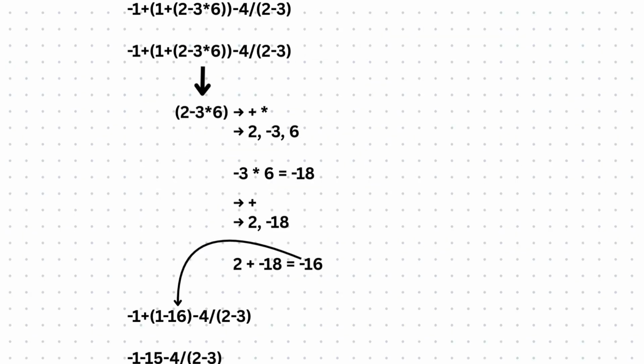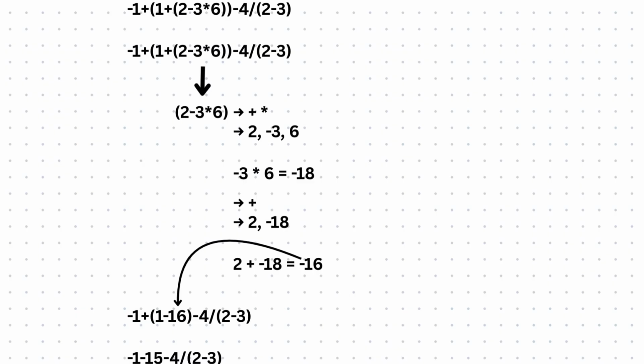Because it has plus and multiplication sign, we need to implement the multiplication first. We have negative 3 times 6 equals negative 18. So there is 1 plus sign left. Then 2 plus negative 18 equals negative 16.